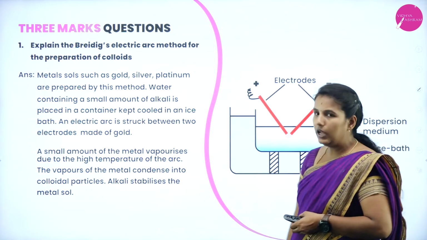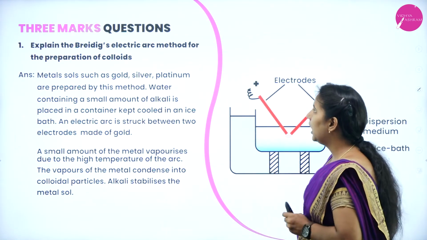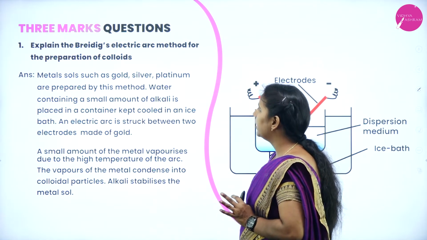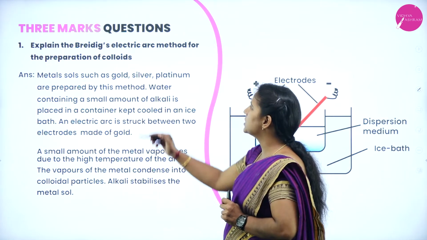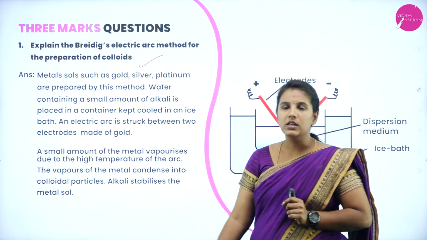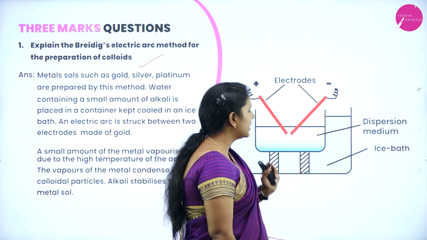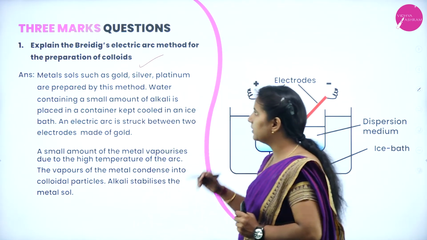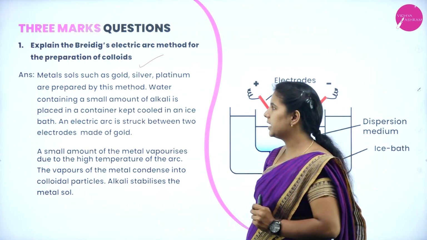Next question is for 3 marks. We will see how the questions will be asked. Explain Briggs arc method for the preparation of colloids. Okay. So, this is the Briggs arc method. By using this method, how do they prepare the colloidal solution? We will see now.